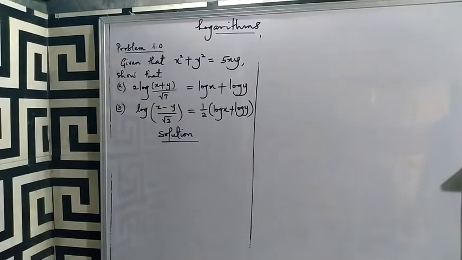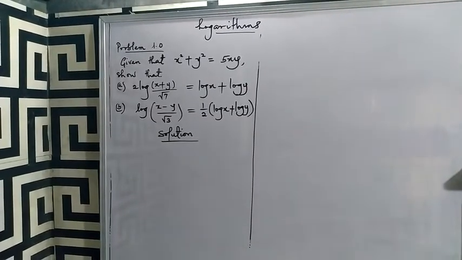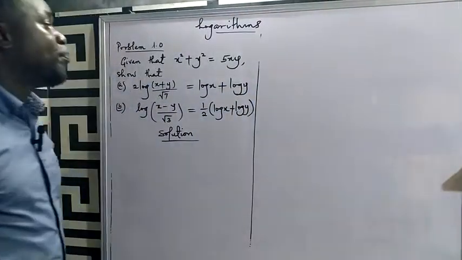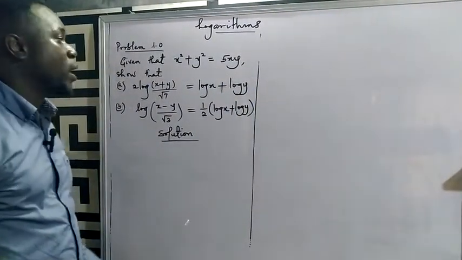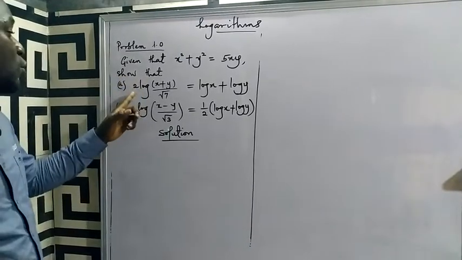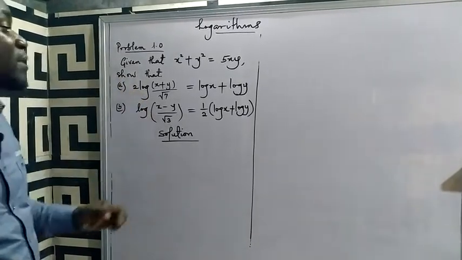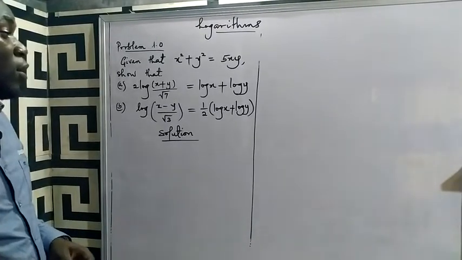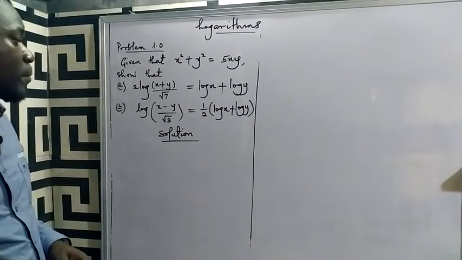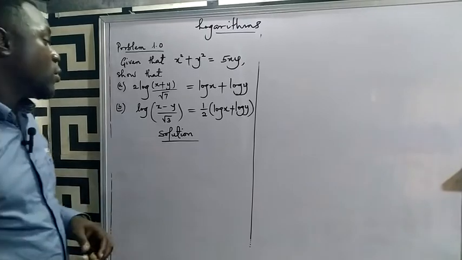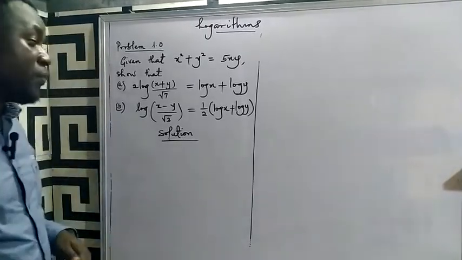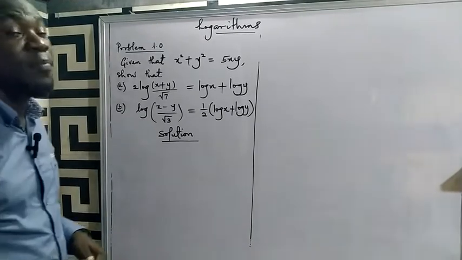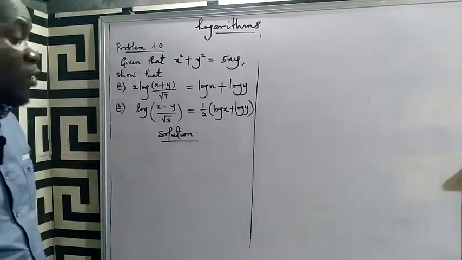All right, class. Let's look at this question on logarithm. Given that x squared plus y squared equals 5xy, we have to show that (a) 2 log (x plus y) over root 7 equals log x plus log y. Then (b) log (x minus y) over root 3 equals half (log x plus log y). Are you with me, class?